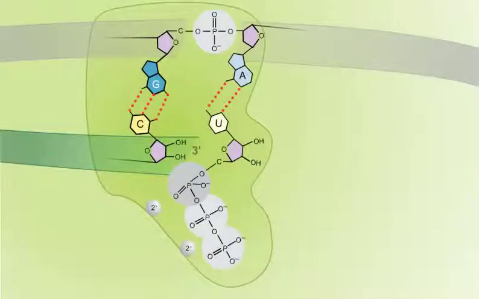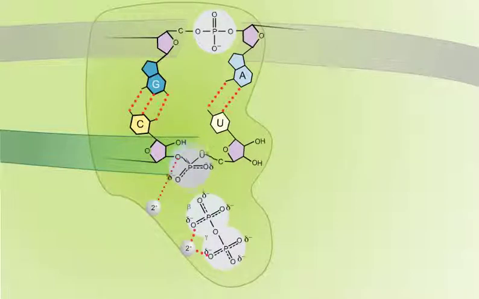The active site contains two metal ions. This is consistent with the mechanism for nucleotide addition described for DNA polymerase. Like DNA polymerase, RNA polymerase always adds nucleotides to the 3' end of a growing polynucleotide.